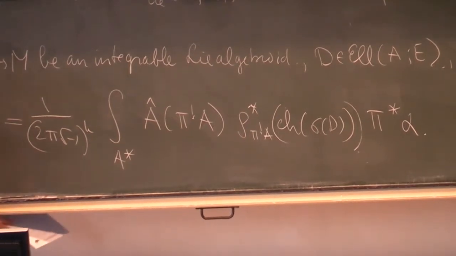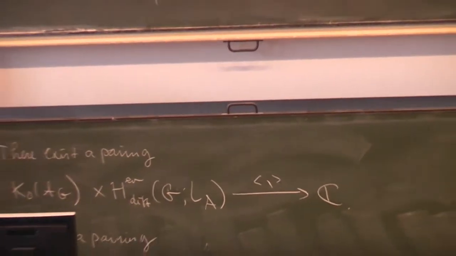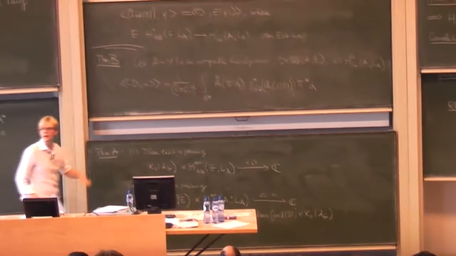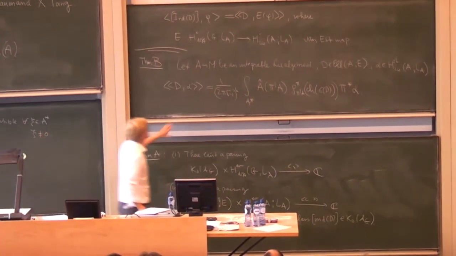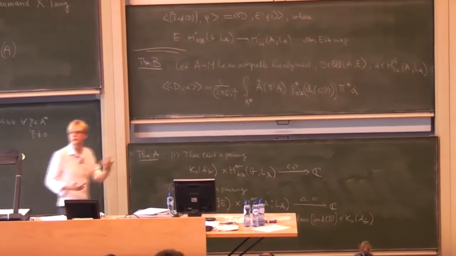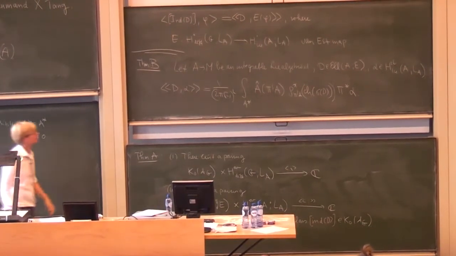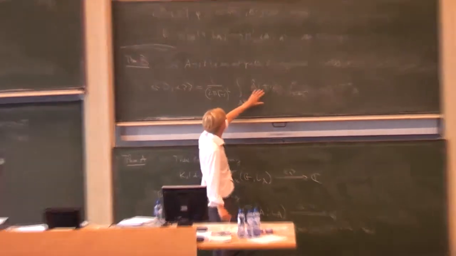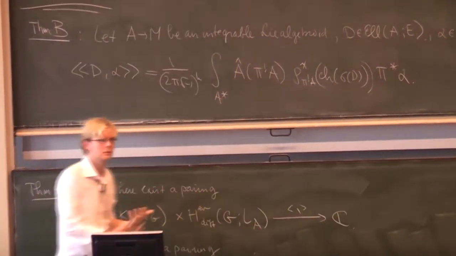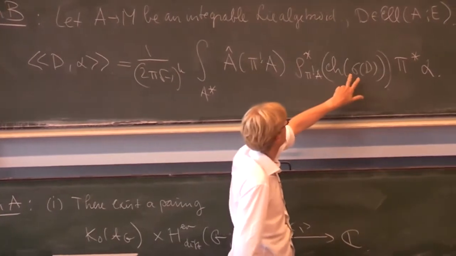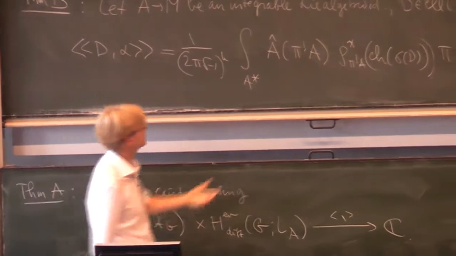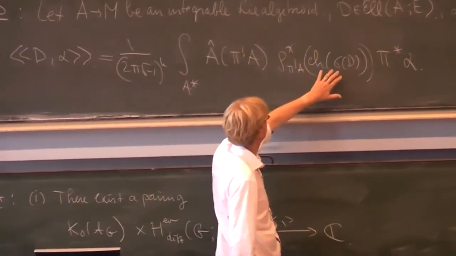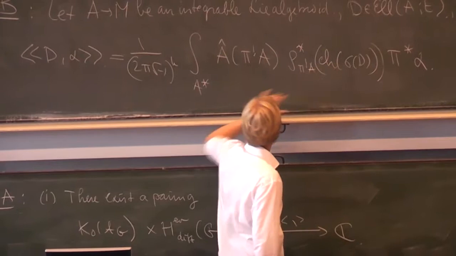So maybe I should lift this blackboard. I want to comment on this formula. In principle, I just want to tell you that this is a very concrete formula. You can evaluate it. This is a characteristic class that you can simply compute. You can take the Chern character of the symbol of your elliptic operator. So that's going to give you the homology class on A star.